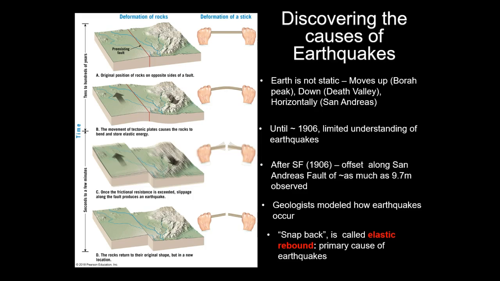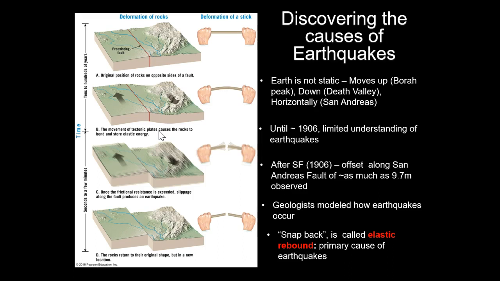It doesn't have the same conditions, but it is rather very dynamic and changing. So we know that some parts of the Earth move upwards, for example. Examples of these are Mount Borah, which is in the Lost River Range and is the highest peak in Idaho. But also places where, for example, we have peaks made out of fossiliferous limestone.